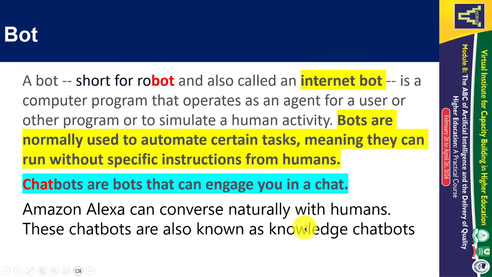Now, these are computer programs that help us to automate certain tasks. So if you have a bank and you go to the internet and you say, okay, I want to buy something, something will come up and say, okay, what do you want me to do for you? And then you ask, okay, I want to know my balance in my account and all that. That's an example of a bot, which is a computer program that operates as an agent for a user or other programs to simulate a human activity.